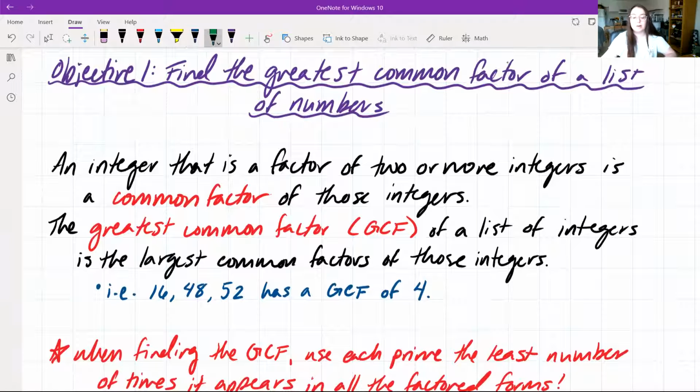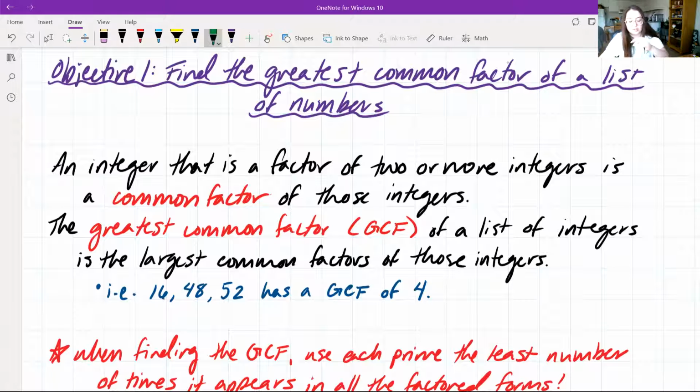So objective 1, we want to find the greatest common factor of a list of numbers. An integer that is a factor of 2 or more integers is a common factor of those integers. The greatest common factor, or the GCF as we're going to call it a lot, of a list of integers is the largest common factor of those integers.